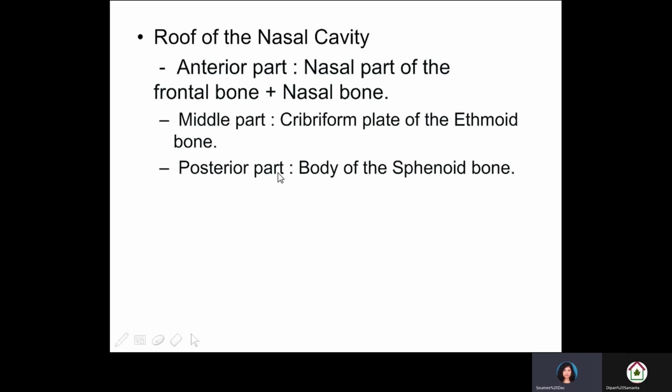The next is the posterior part. The posterior part of the roof of the nasal cavity is formed of the body of the sphenoid bone. So the anterior part is formed by the frontal bone and nasal bone, the middle part is formed by the cribriform plate of the ethmoid bone, and the posterior part of the nasal roof is formed by the sphenoid bone.